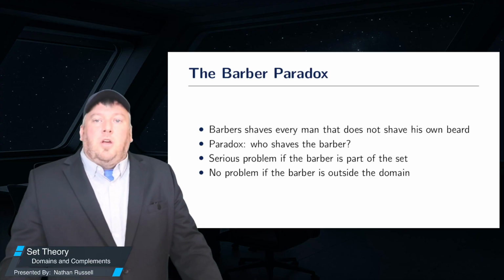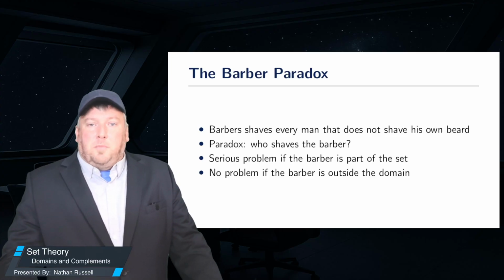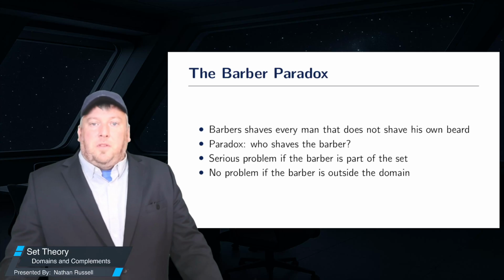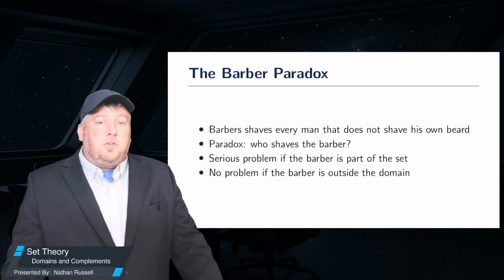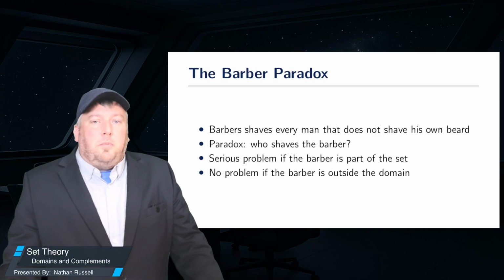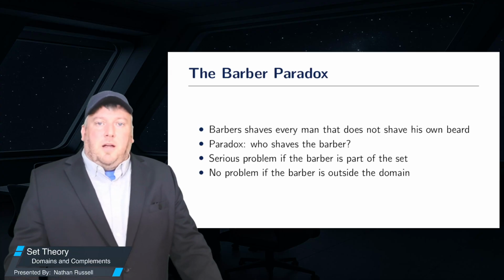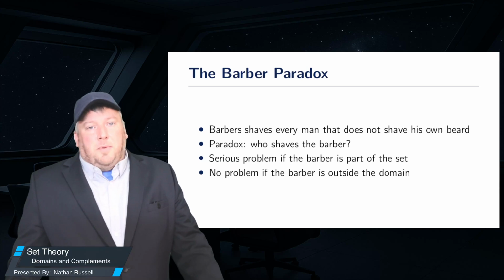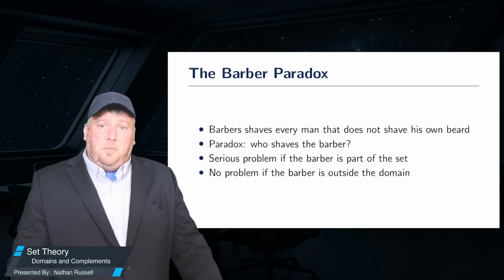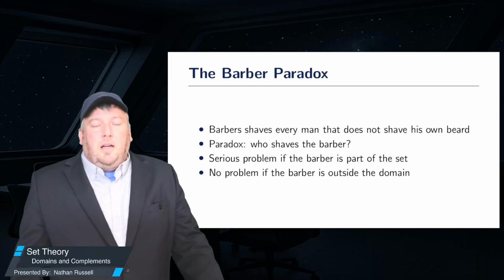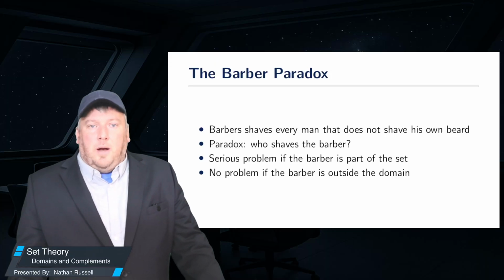Suppose there is a barber who shaves all and only those men that do not shave their own beards. The problem comes when we ask who shaves the barber. So we end up with an inescapable contradiction, like so. If the barber shaves his own beard, then the barber doesn't shave his beard. If the barber does not shave his own beard, then the barber shaves his beard. We end up with a contradiction that we can't get around.